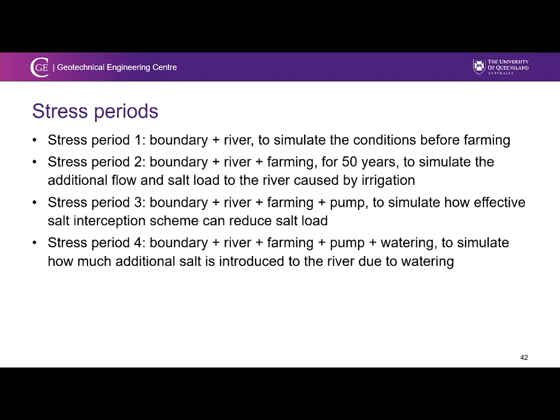The second is farming, because farming was introduced about 50 to 70 years ago. So that's the moment you introduce farming. Because of the farming, it introduced excessive salt, and then salt interception schemes were introduced. That can apply the effective reduction of the salt loads to the river. And then finally is the watering, because that was introduced most lately.